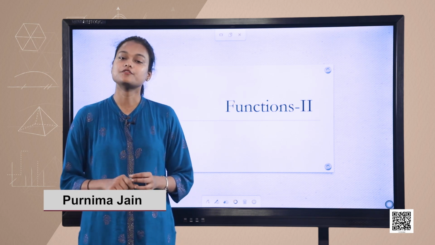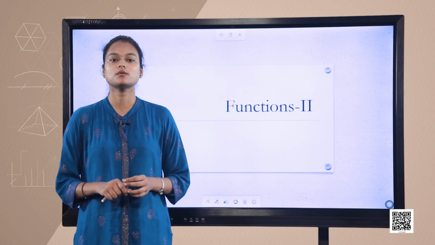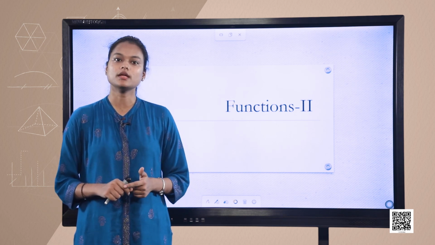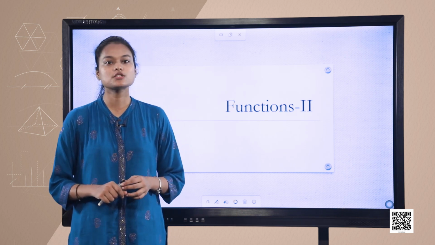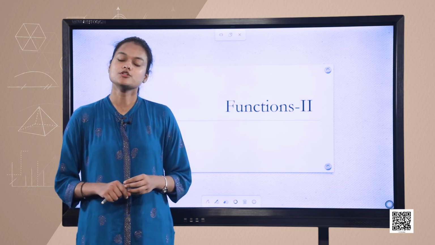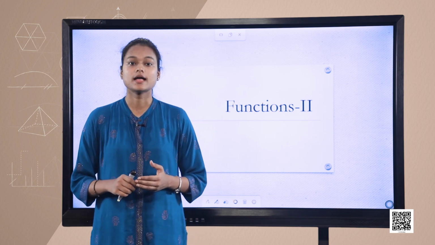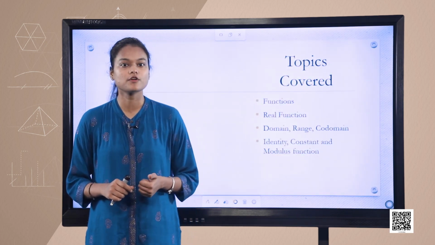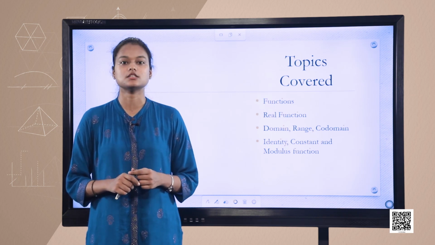We have studied functions, and previously in functions we have studied about its definition, domain, range and codomain, and some special functions like identity function, constant function and modulus function. Today also we are going to continue to study about functions and some special functions like signum function, polynomial function, rational function and greatest integer function.